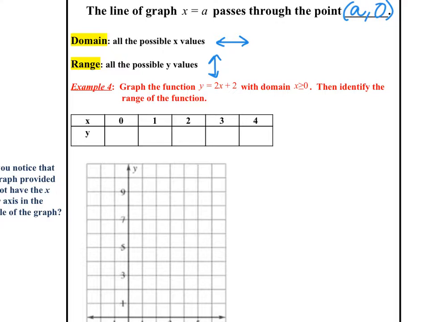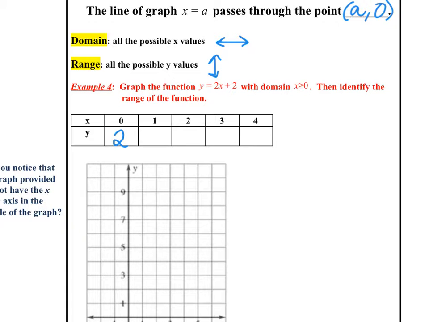Without plugging in, when x is 0, what is y equal to? Okay, why is it 2? Kayla, why is it 2? It's the y-intercept. You look at your equation, our y-intercept is 2 because it's a number by itself. And we know the y-intercept is on the y-axis, and that's where x equals 0. So we put a 2 here.